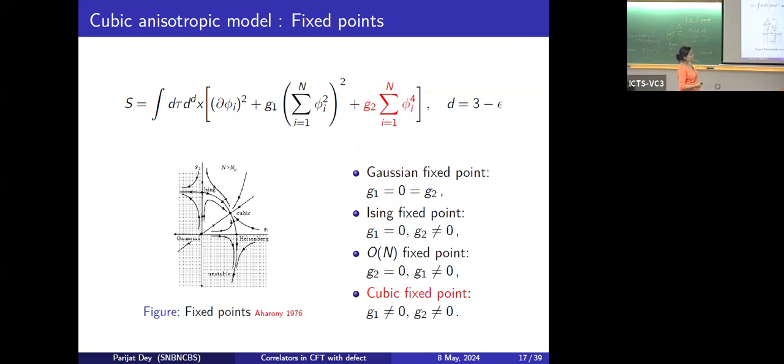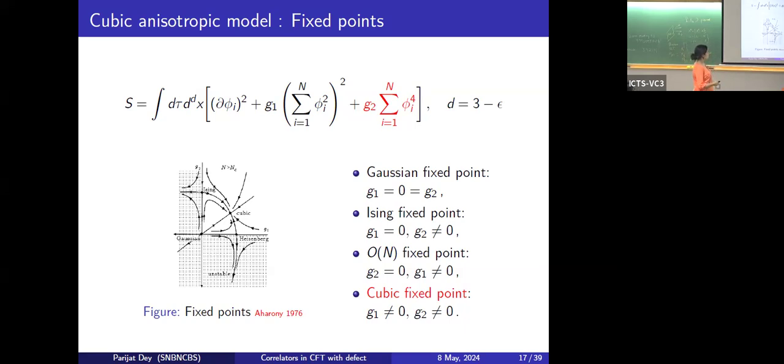We have the Ising fixed point when G1 is 0, but G2 is non-zero. What happens when G1 is 0 is that this n interaction term is gone, but G2 is non-zero, so then we can have n scalar fields, each with the Ising kind of structure. So this is the Ising fixed point over here. Actually, n decoupled Ising models, yes.